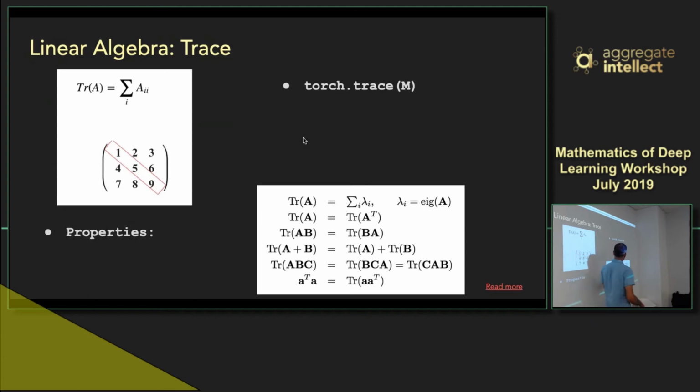And the properties are, the trace is given by the sum of eigenvalues. What are eigenvalues? We will get to that right after the break. And if you transpose the matrix, the trace doesn't change. The trace is invariant under how you multiply two matrices, and the trace of the sum of two matrices is the sum of the traces, and some other nice properties.